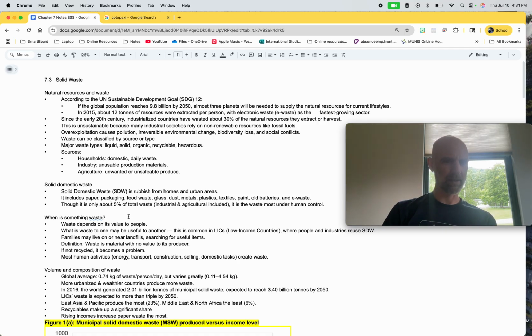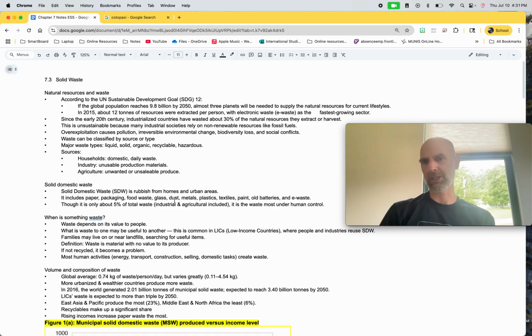When is something waste? Waste depends on its value. The other thing is we also recycle e-waste. We'll have a pile of anything that's electronics recycling, and we'll make a special run every 6 months to Green Monster Recycling in West Hartford, Connecticut. So, waste depends on its value to people. What is waste to one may be useful to another.